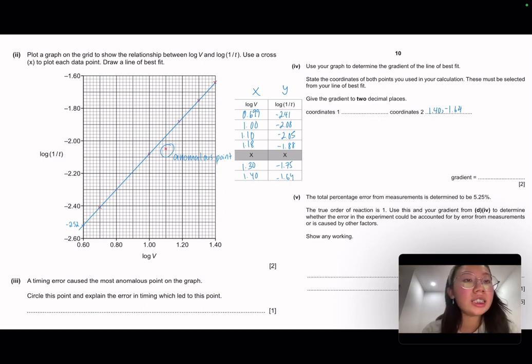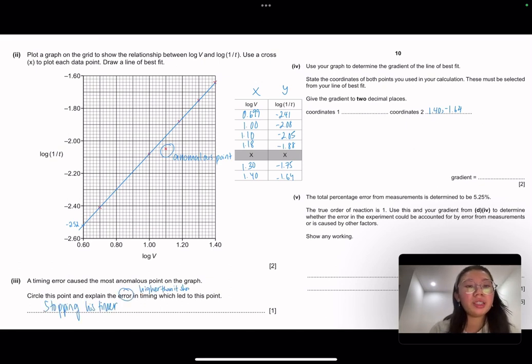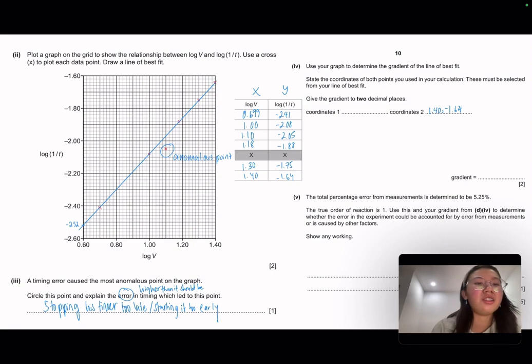Again, as we can see, the anomalous point is lower than it should be. So what does this mean? Your log 1 over t is lower than it should be, meaning your t is higher than it should be. So it means you either started the timer way too early or stopped the timer way too late. That would be the answer.